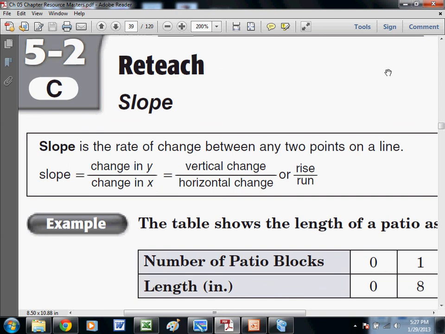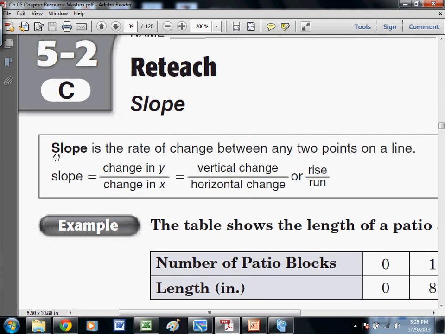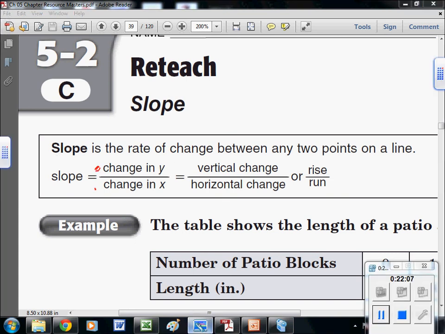As a brief reminder, when you're thinking of slope, you're thinking of this constant rate of change. Remember that the same thing, unit rate, constant rate of change, it means the same thing. And later you'll learn it also means the same thing as constant of variation, but we'll talk about that later in chapter 5. Slope is the rate of change between any 2 points on a line. It can be thought of as change in y over change in x, vertical change over horizontal change, rise over run.